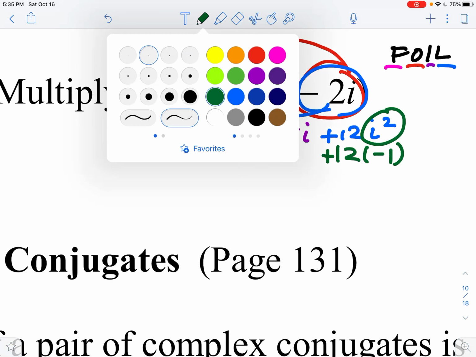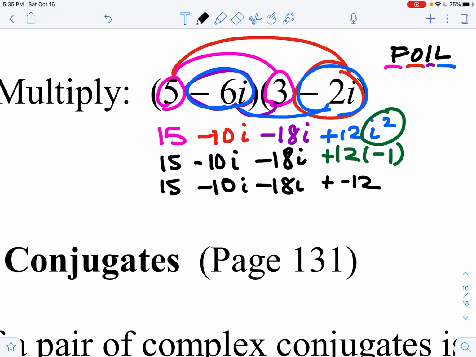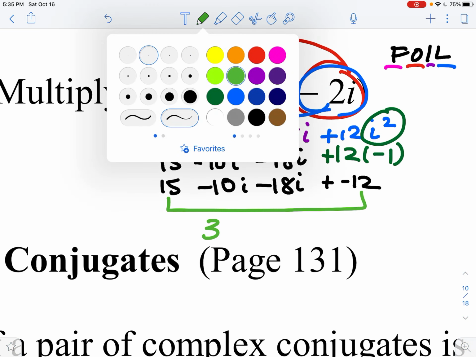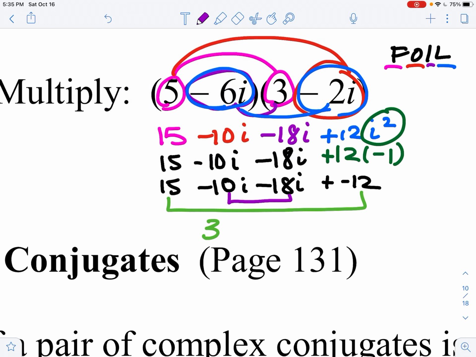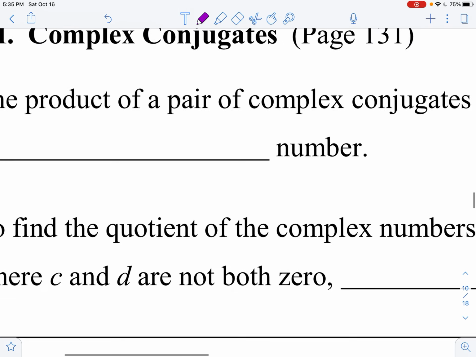So this is really 15 minus 10i minus 18i plus 12 times negative 1, which is just a negative 12. So now we're going to combine like terms and simplify. 15 and negative 12 is 3, and negative 10i and negative 18i is negative 28i when combined. And that is our total complex number.